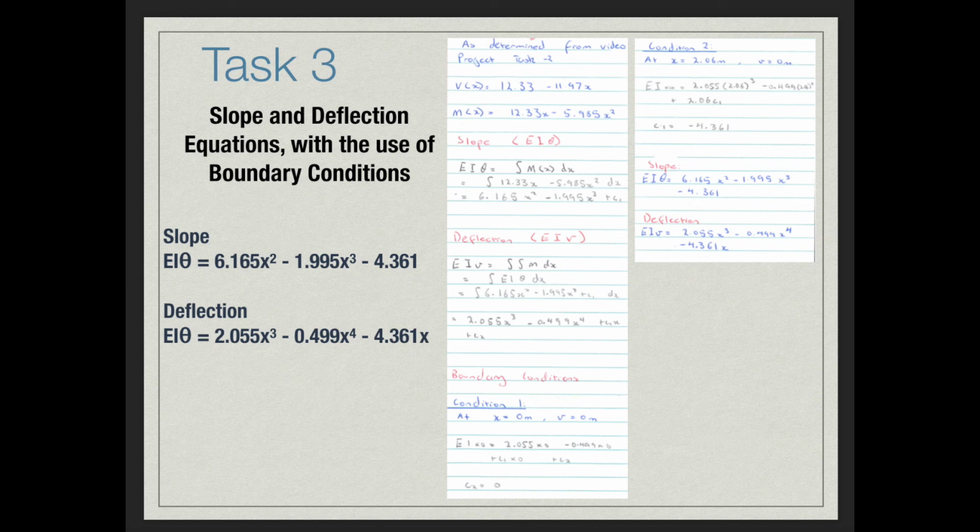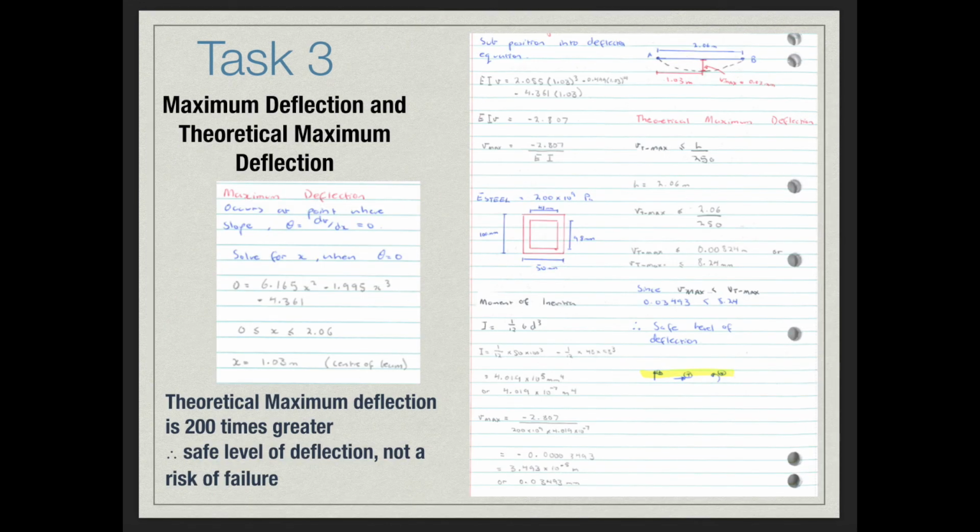In order to remove these constants, I applied a set of boundary conditions, and those were at each support, so at x equals 0 and x equals 2.06 meters, the deflection was equal to 0. With the computation of some simple algebra, I was able to determine these two equations seen on the side of the slide.